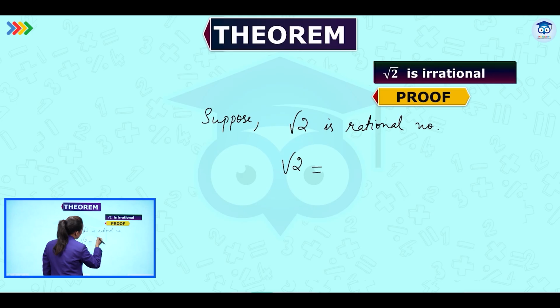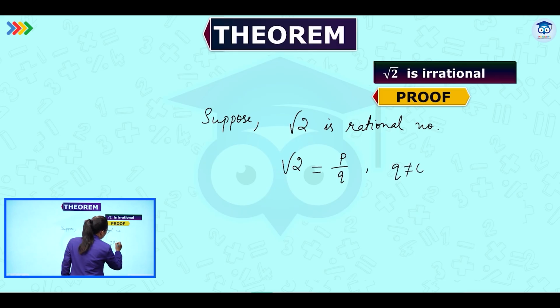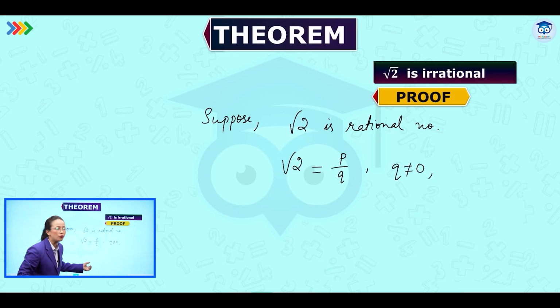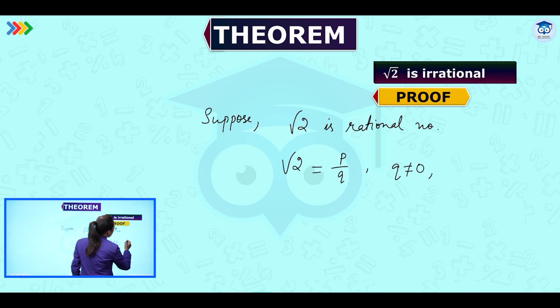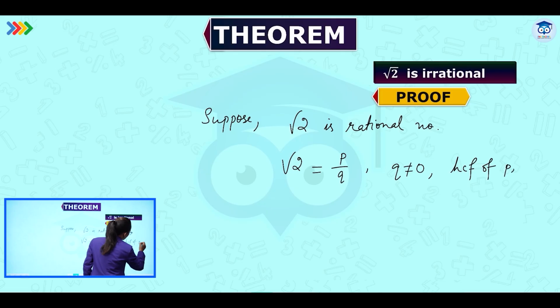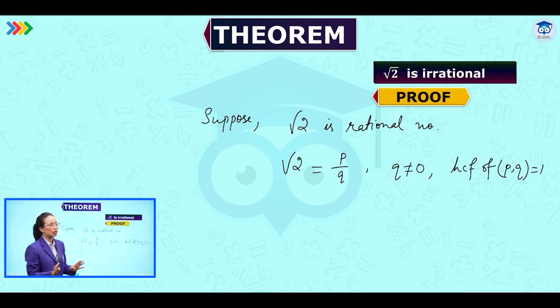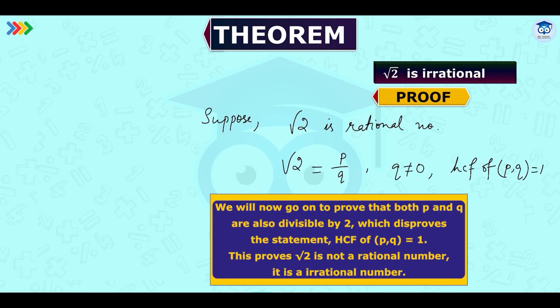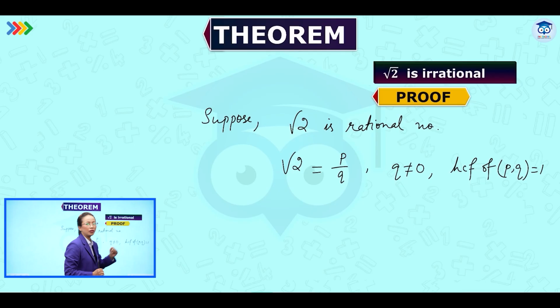So root 2 is rational can be expressed in the form of P upon Q, right, using the definition. So Q not equal to 0 and we are taking the simplest form of root 2. Simplest form of root 2 means what? HCF of P and Q is 1, means they don't have any common factor other than 1. Right?